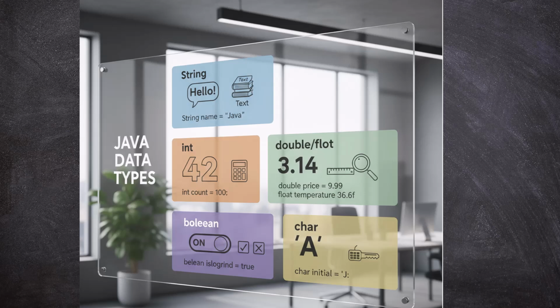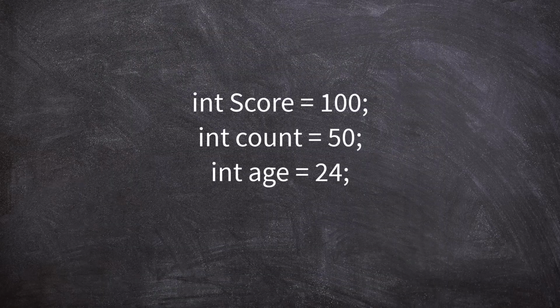First, the int type. It's short for integer, and it's used for whole numbers, things like scores, counts, or age. For example, we might say int score equals 100. That means we created a variable named score and stored the number 100 inside it.